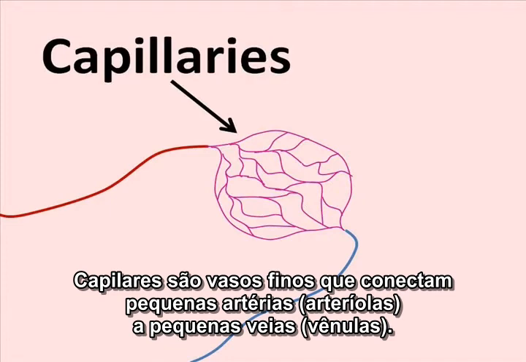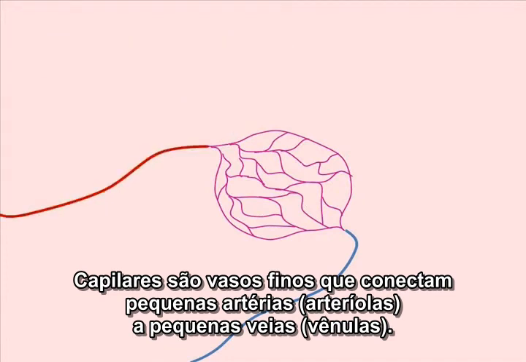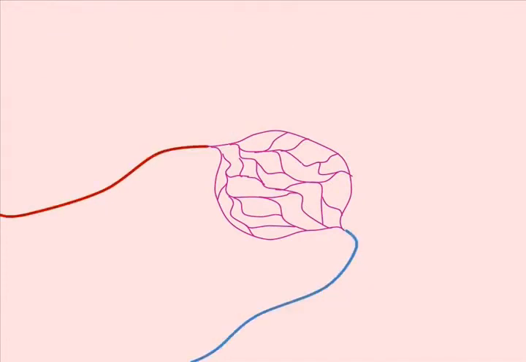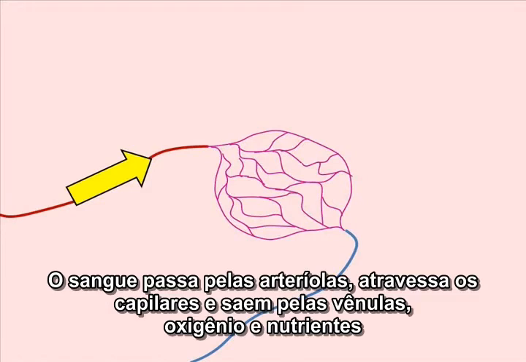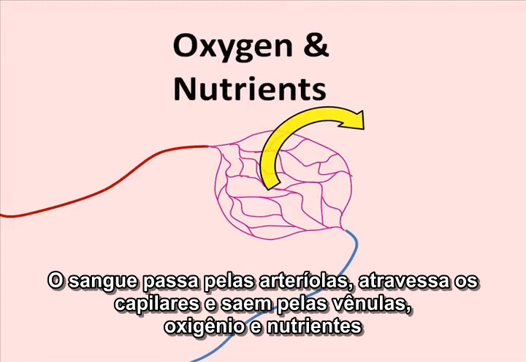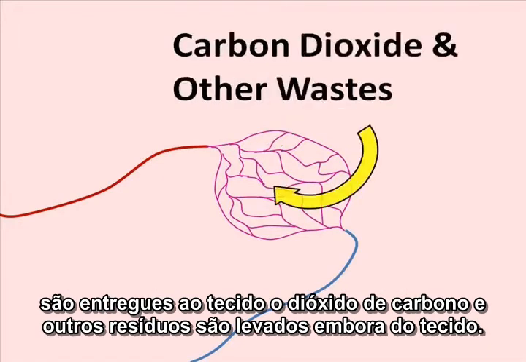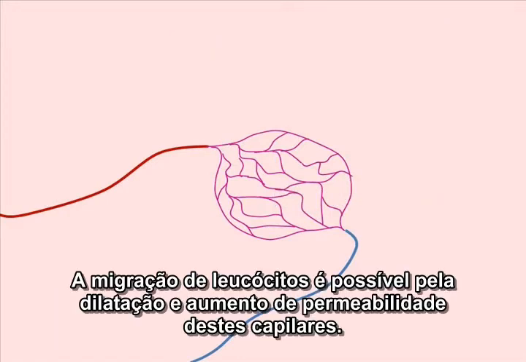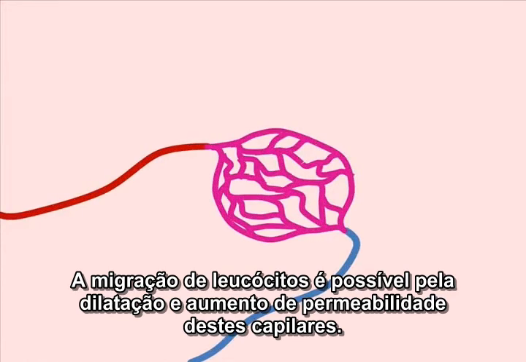Capillaries are the tiny vessels that connect the very small arteries to the very small veins. As the blood passes from the small artery through the capillaries and then into the small vein, oxygen and nutrients are delivered to the tissue, and carbon dioxide and other waste products are absorbed and carried away. The migration of the white blood cells is made possible by the dilation and increased permeability of these capillaries.